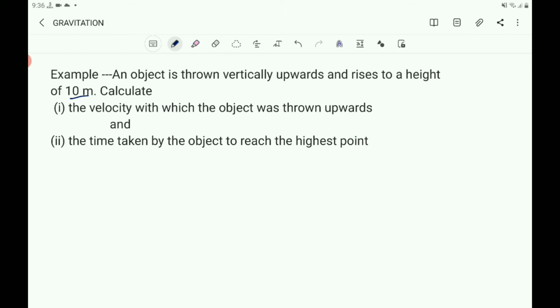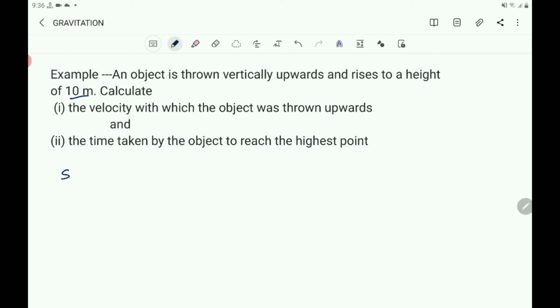So here what is given? The height h is given, and the final velocity. When the object is thrown vertically upward, the final velocity is 0. Normally we take g equals 9.8, but here the acceleration is negative, because when the object is thrown vertically upward, acceleration due to gravity is considered to be negative. So you have to take g equals minus 9.8 ms to the power of minus 2.